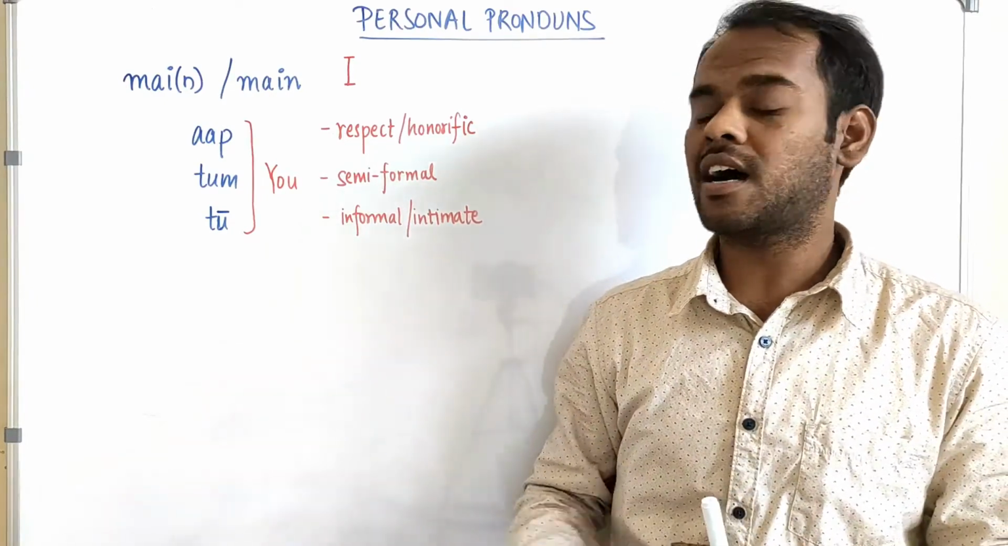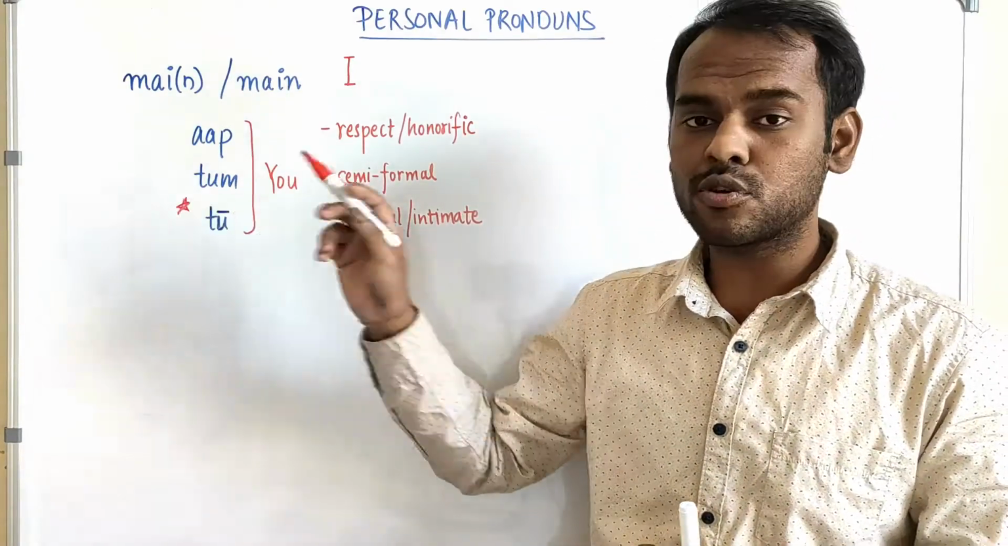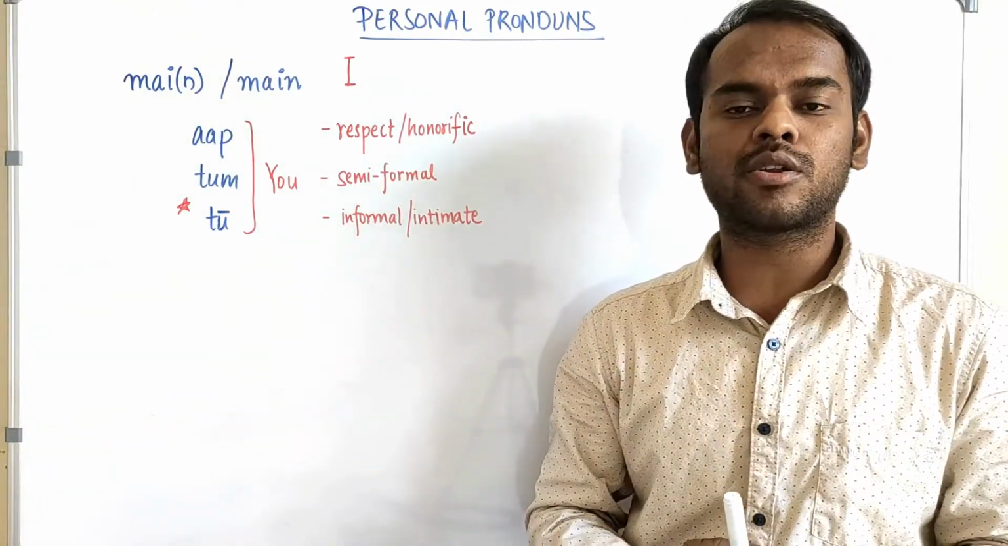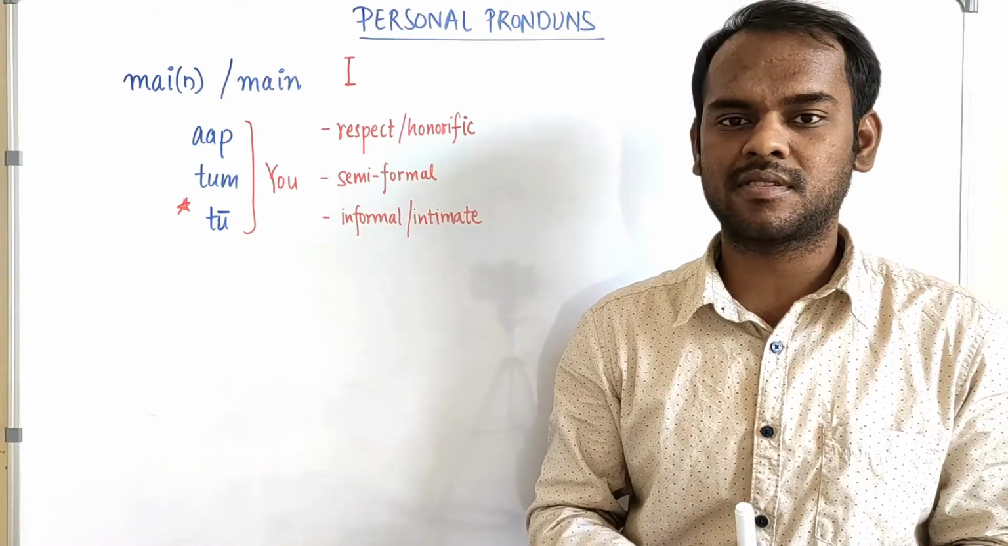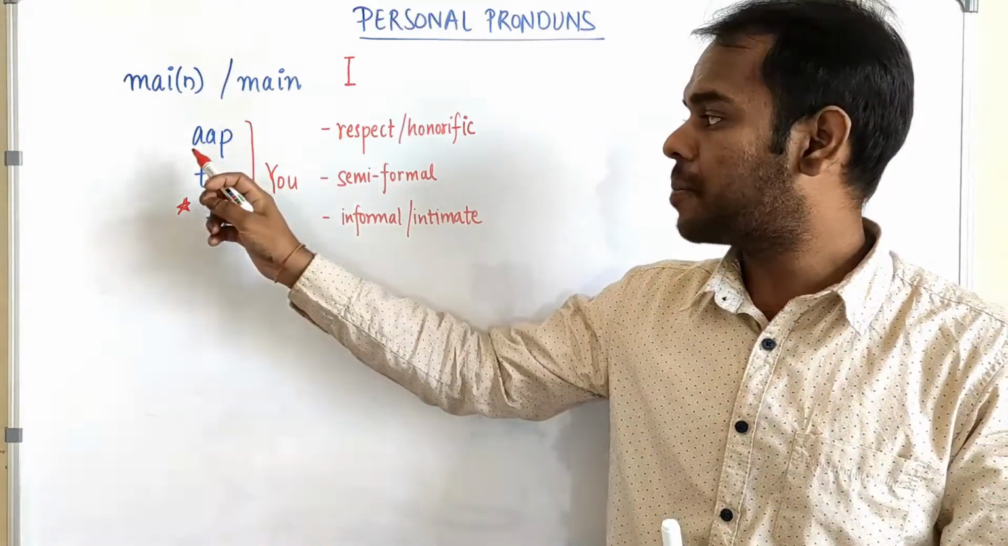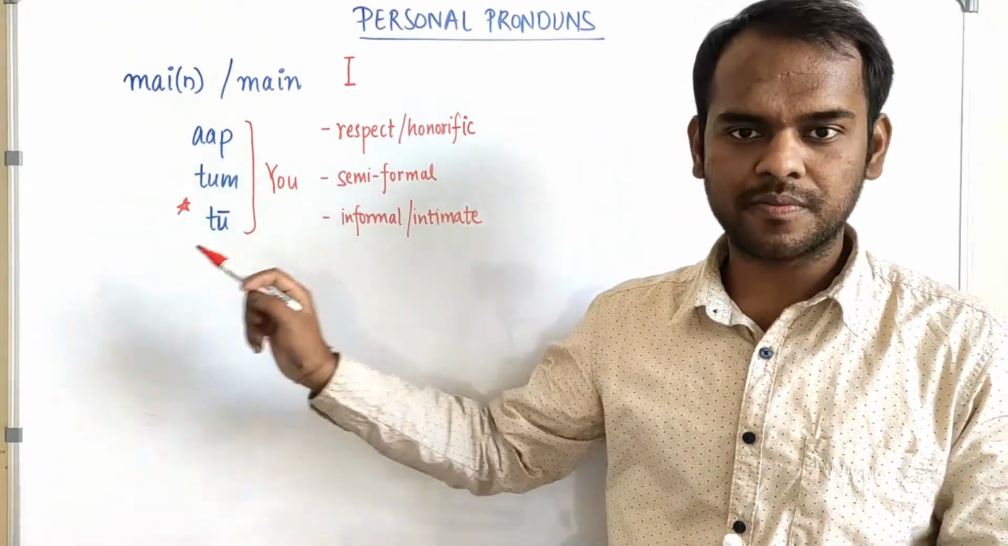I'm putting a red asterisk on tu because if you use tu with people who are not very close in your life, it will be considered disrespectful. So there are 3 forms: aap, tum and tu.